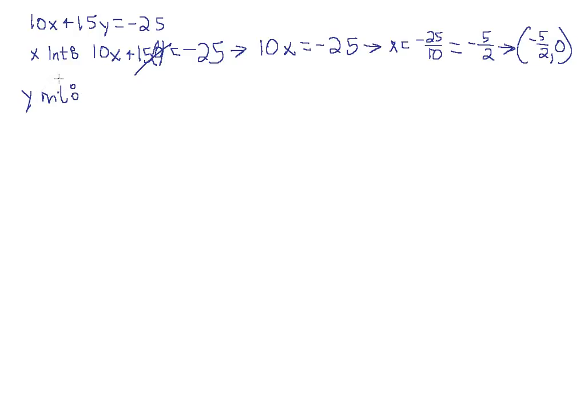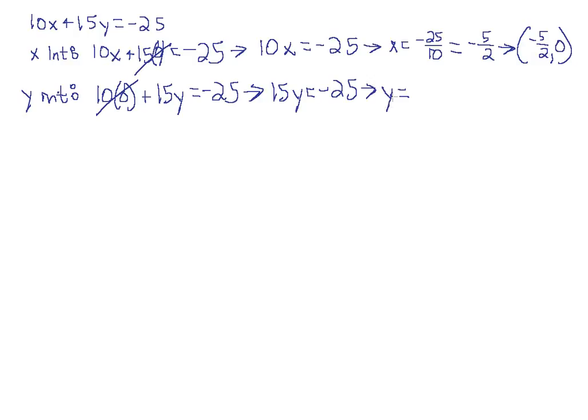Y-intercept is when 0 is substituted in for x, or x equals 0. So we have 10 times 0 plus 15y equals minus 25. 10 times 0 is 0. So we get 15y equals minus 25. We can solve for y by dividing both sides by 15. So we get y equals minus 25 over 15.